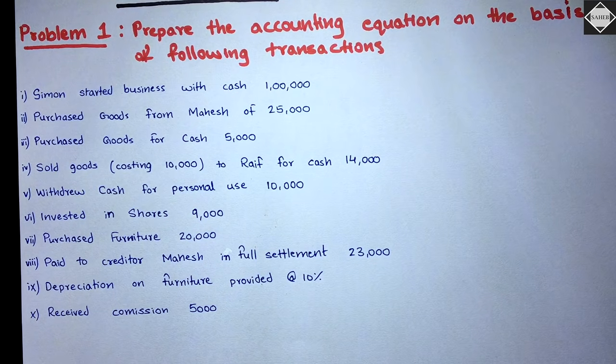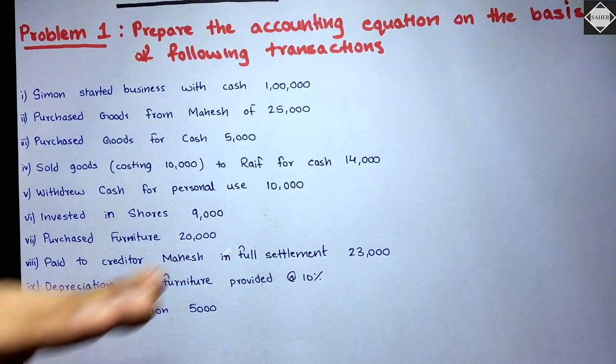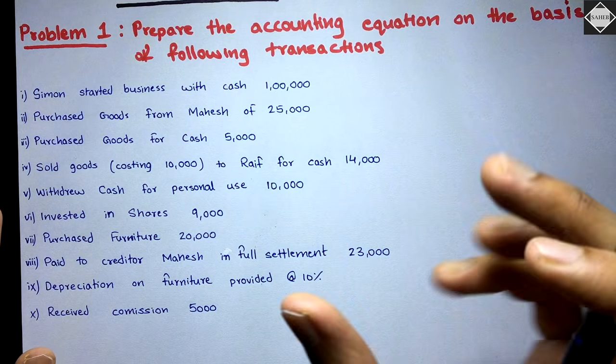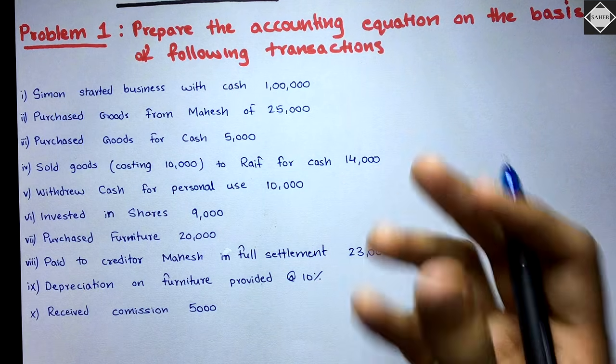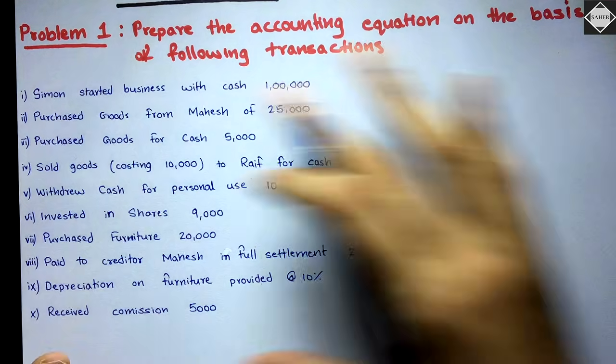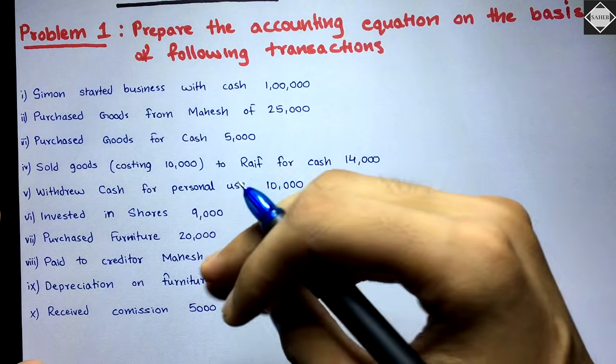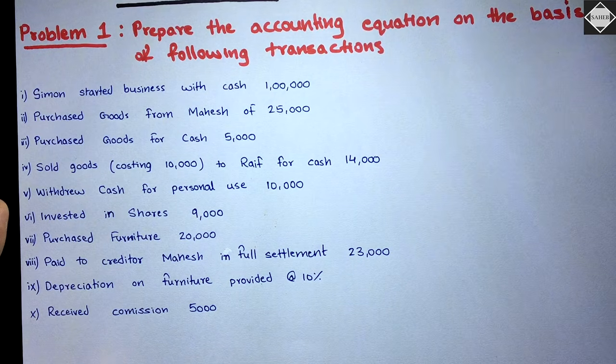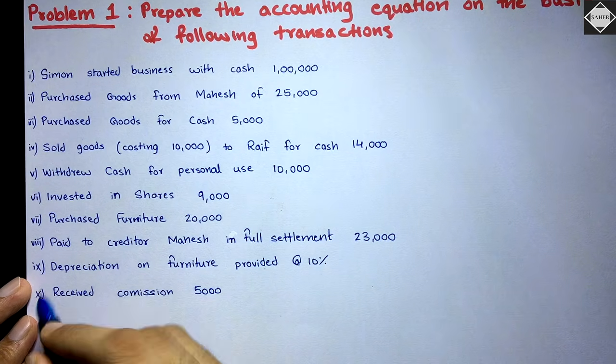Is that clear? Because you all know expense decreases the profit, income increases the profit. So the profit which we calculate, who has claim on that profit? Of course the owner. So that is why in the accounting equation we directly give the effect of income and expenses in the capital. Is that clear? Yes. And then we have ninth transaction.